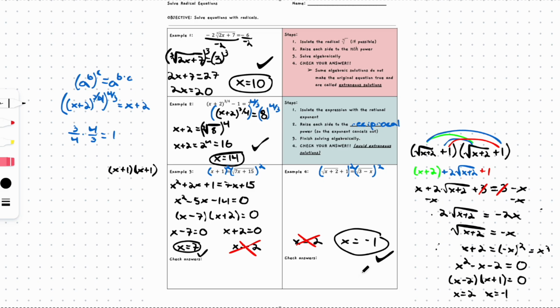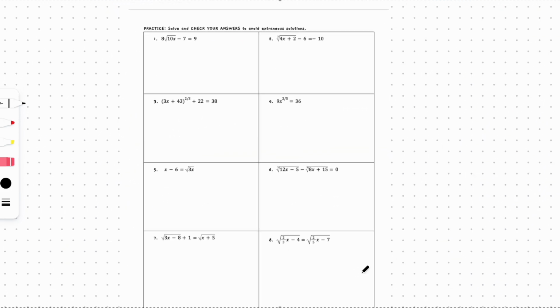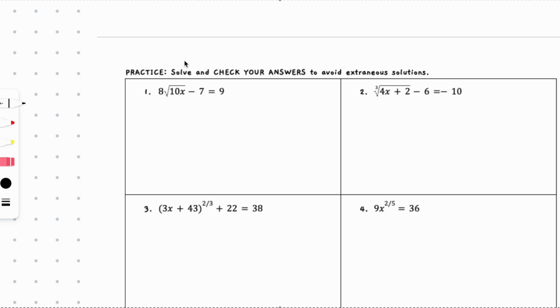In our last lecture, we went over some of the steps involved in solving radical equations and how to approach them, and also how to avoid extraneous solutions. If you have not watched that lecture, just go back, find it, and learn with me. Today, we're going to get more practice. I have these 8 questions, and we're going to go through them using some of the techniques we talked about in the last lecture.